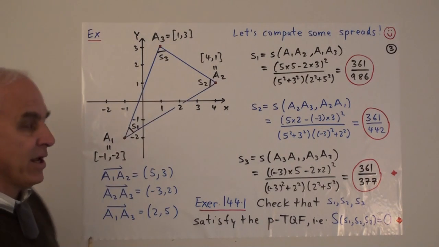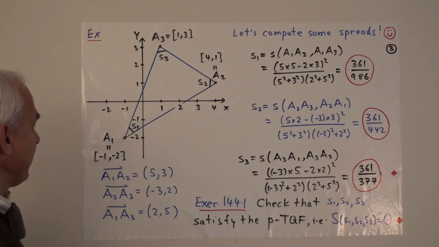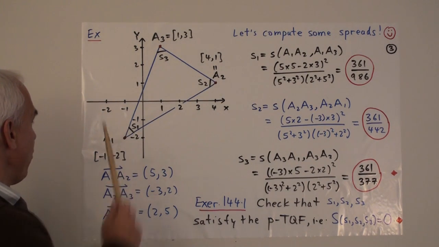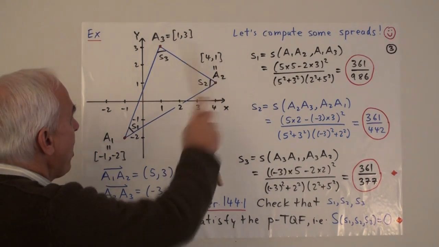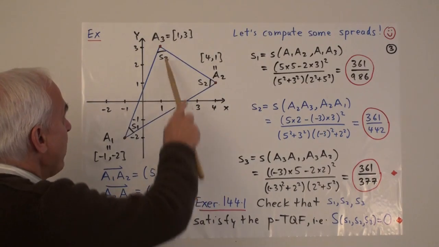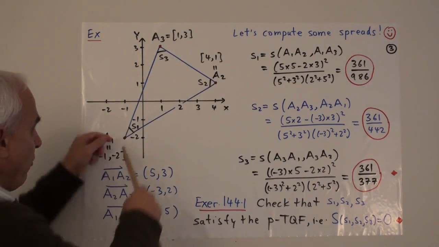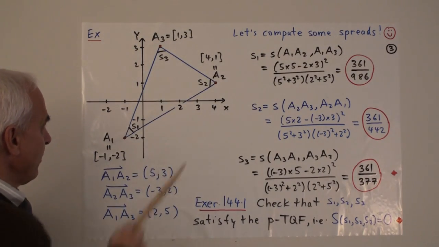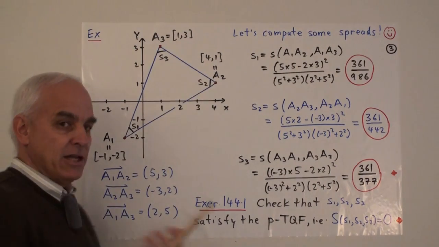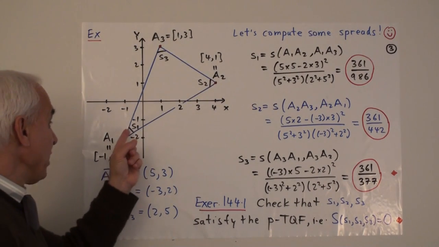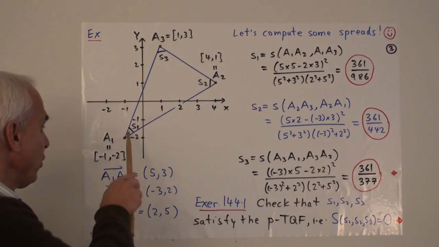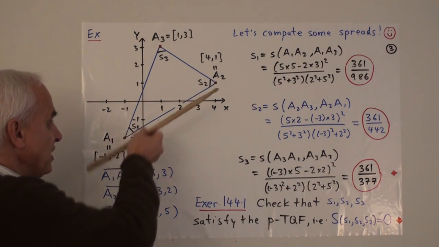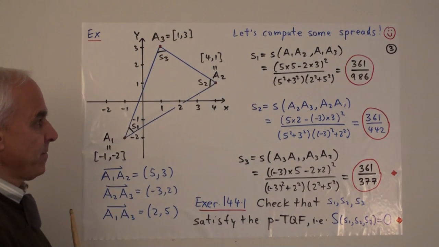Here's a triangle in the affine two-dimensional plane. A1 is the point (-1, -2). A2 is the point (4, 1). A3 is the point (1, 3). Forming a triangle. There are these three lines, the sides of the triangle. And so there will be three spreads, one here, and one here. So let's have a look at this spread S1 here, which is the spread between this line and this line.